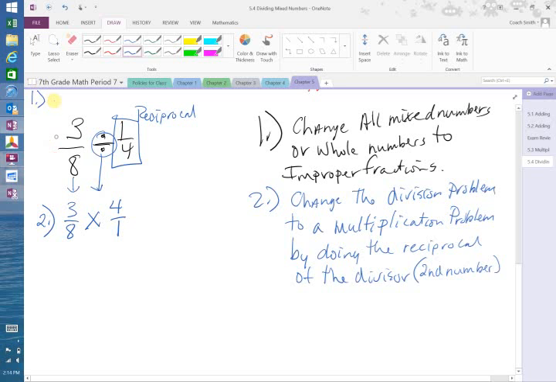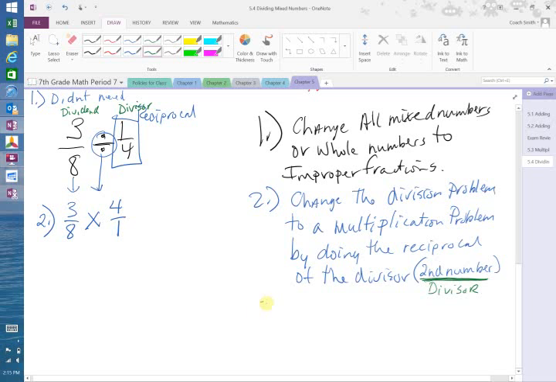So we had step 1 up here that we didn't need. Now we're on step 2. Is 3/8 the second number? Second number, also known as the divisor. Okay? You have the dividend and you have the divisor. The divisor is what you change to the reciprocal.